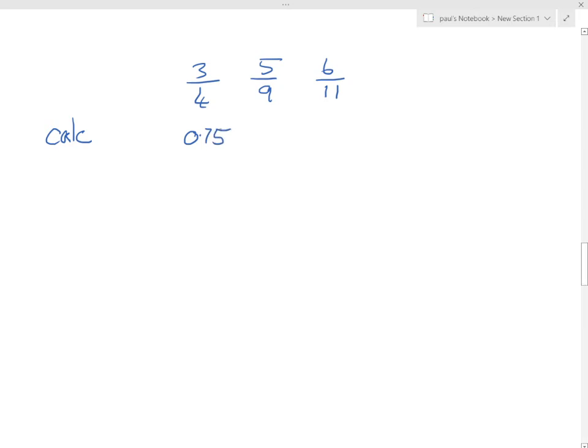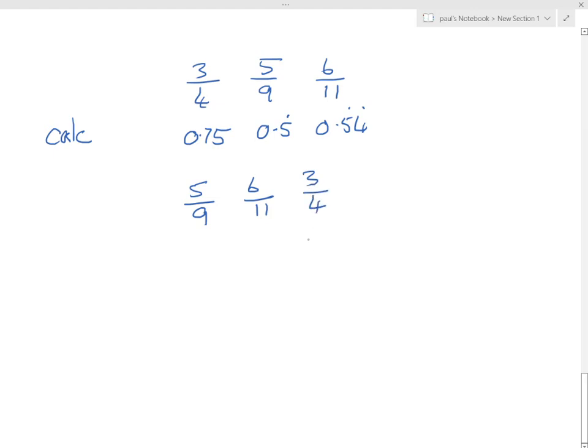0.75, and then do 5 divided by 9 is 0.5 recurring, and it means it goes 0.55555. 6 divided by 11 is 0.54, 0.54, and they're recurring as well. So the smallest is the 5/9. The middle one is the 6/11, and the top one is the 3/4.